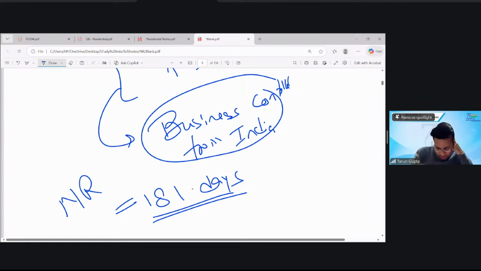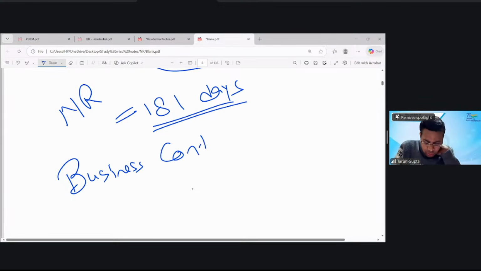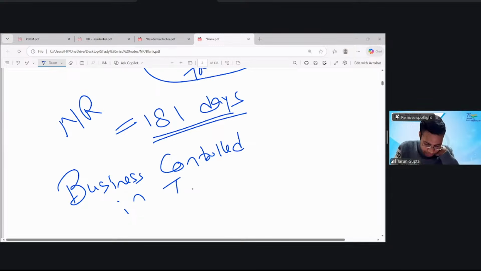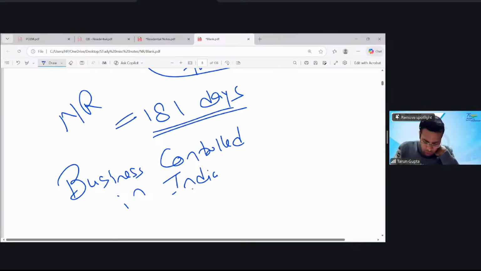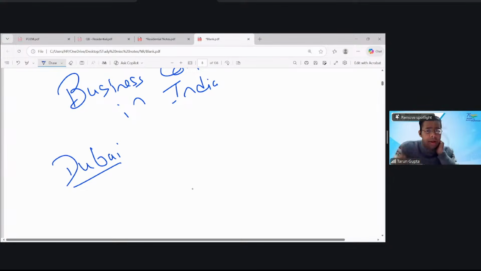Now, why is it not taxable? First, let's understand what you mean by business controlled from India. See, business control means the decisions for such business are taken from India. I'll tell you, take an example of maybe Vivek Oberoi or somebody, a builder who builds housing in Dubai, an Indian. So he's a builder who builds houses in Dubai and sells the houses in Dubai.